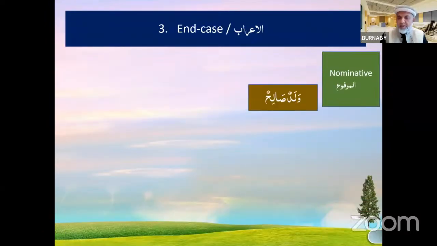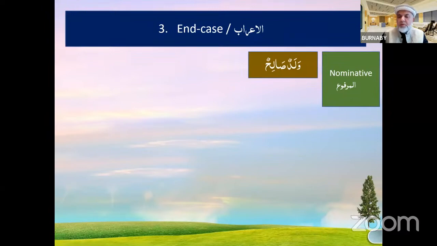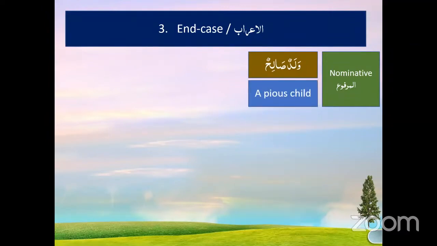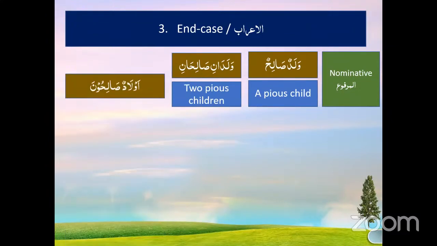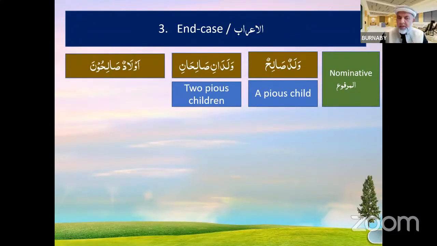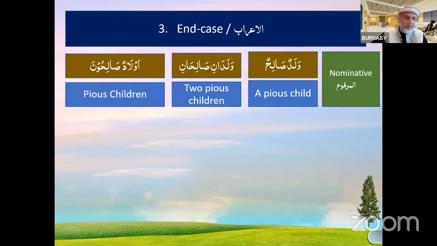Al-Irab. So in the rafa, it will be Waladun Salihun. Agree? Waladani Salihani, that is the second version, right? And then Auladun Salihuna, that's the rafa version, right? Are they all rafa, by the way?